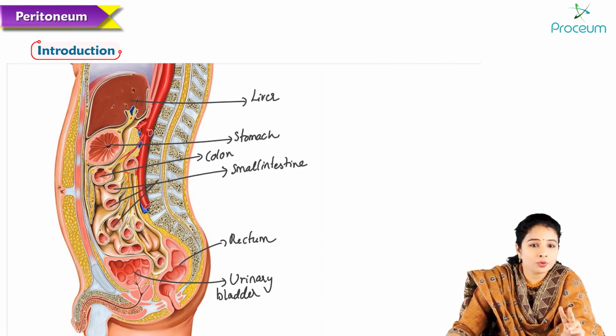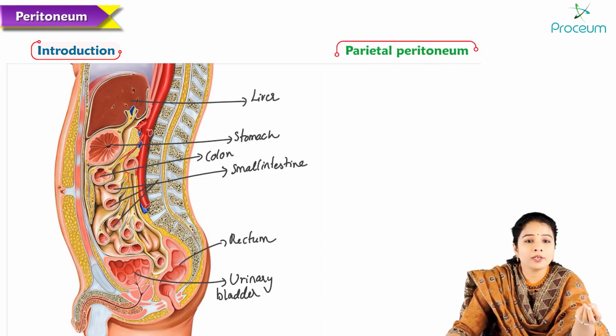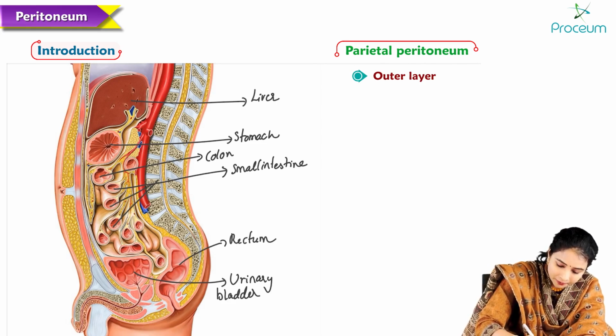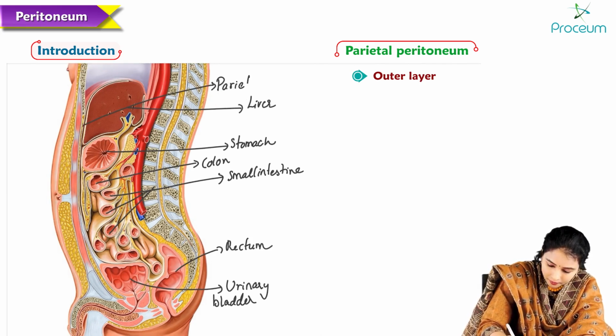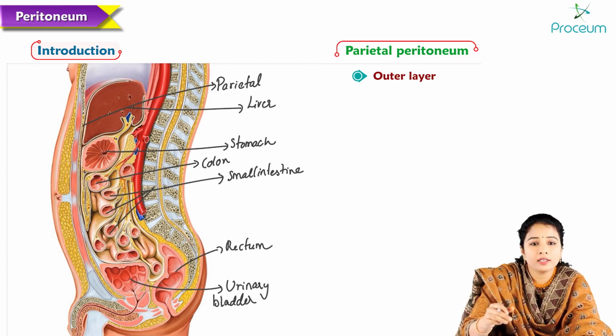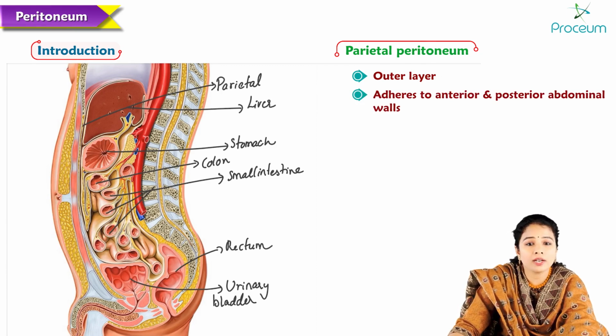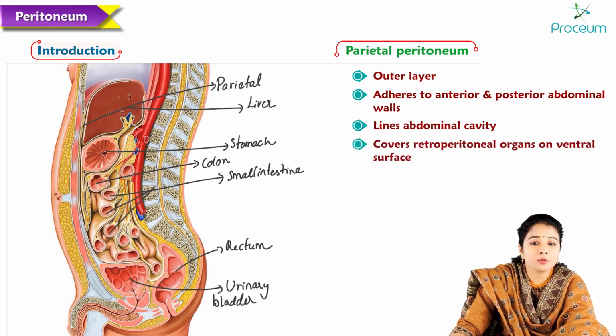Peritoneum consists of two layers, parietal peritoneum and visceral peritoneum. So the outermost layer is the parietal peritoneum and the inner layer is the visceral peritoneum. So parietal one is the outer one which adheres to the anterior and posterior abdominal walls, means it lines the abdominal cavity and it covers the retroperitoneal organs on the ventral surface.